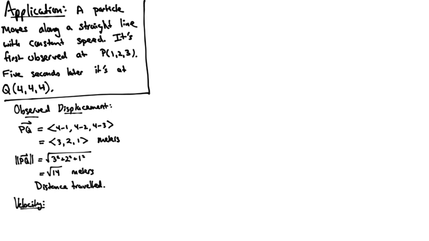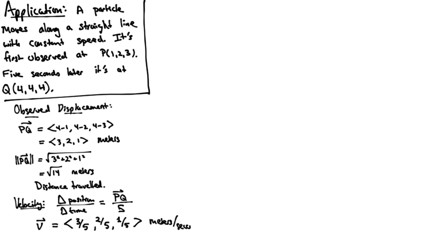If I want to find the velocity of this particle, what I would do is take that displacement vector, which represents change in position, and divide it by the change in time, and that was observed to be 5 seconds. So I would take PQ and I would scale it by a factor of 1 over 5. So I'll call it V for velocity, and it's 3/5, 2/5, and 1/5, and that's a vector. Each of those components has units of meters per second.